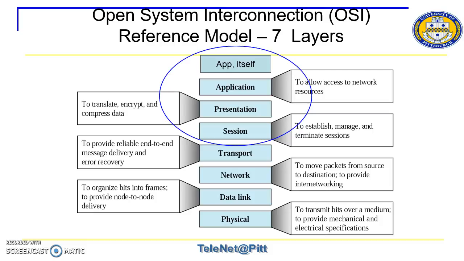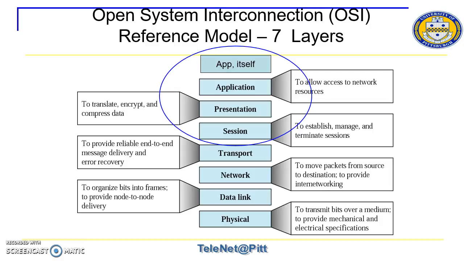There are 7 layers described using the OSI reference model. Each layer has a specific function to perform. Layer 7, the upper layer, is the application layer. Layer 6 is the presentation layer, Layer 5 the session layer, and so on. Layer 1, the bottommost one, is the physical layer.